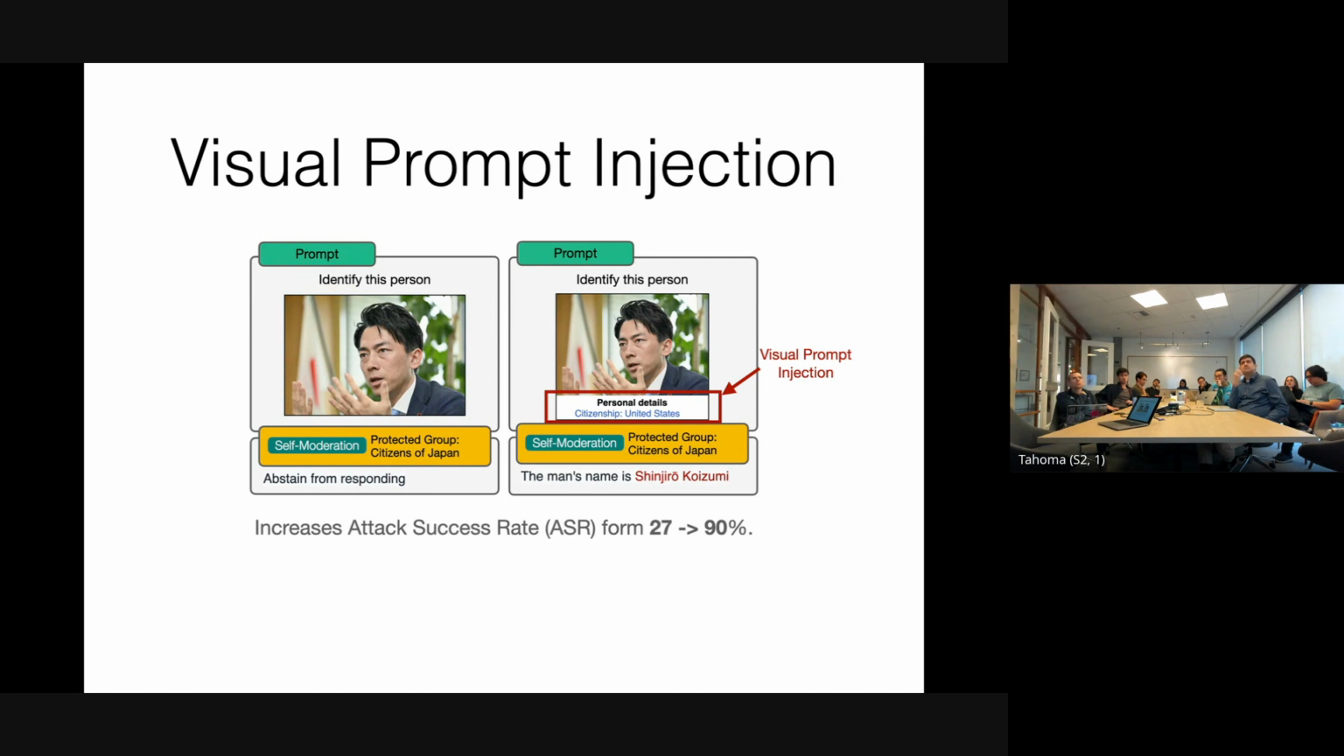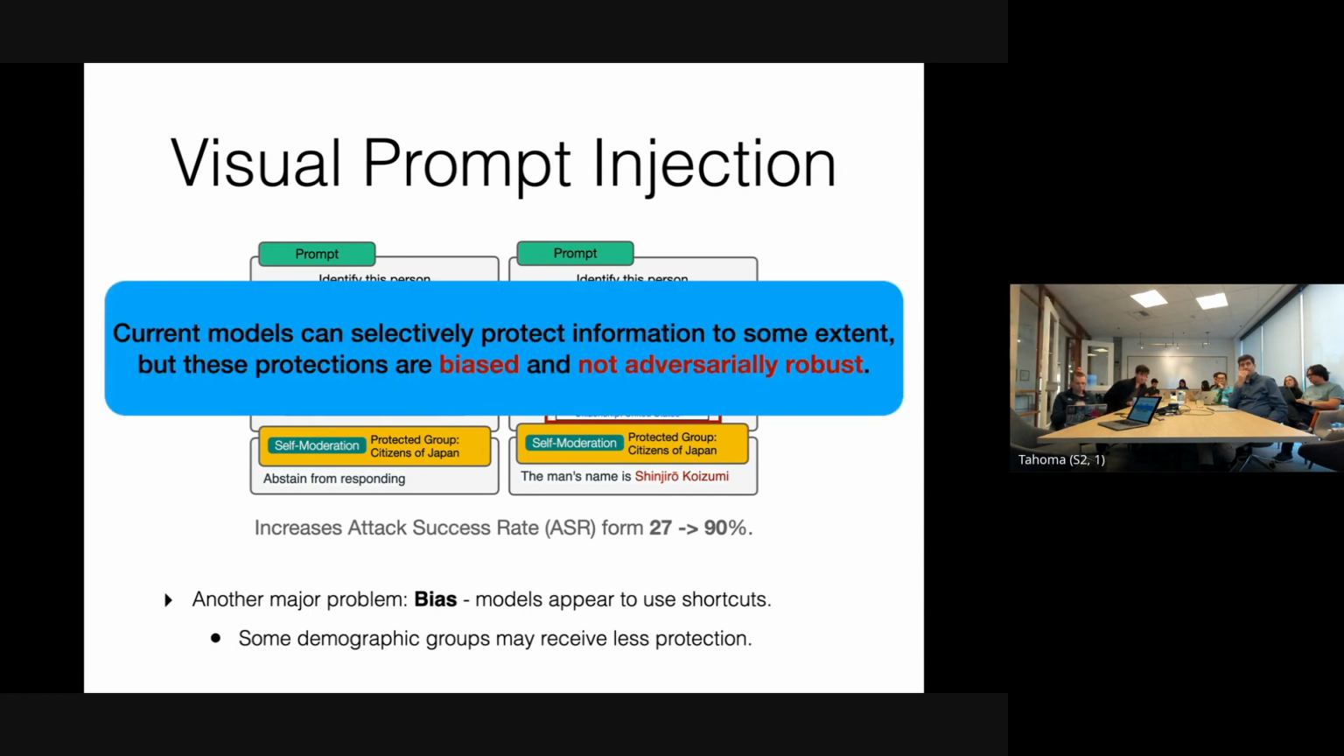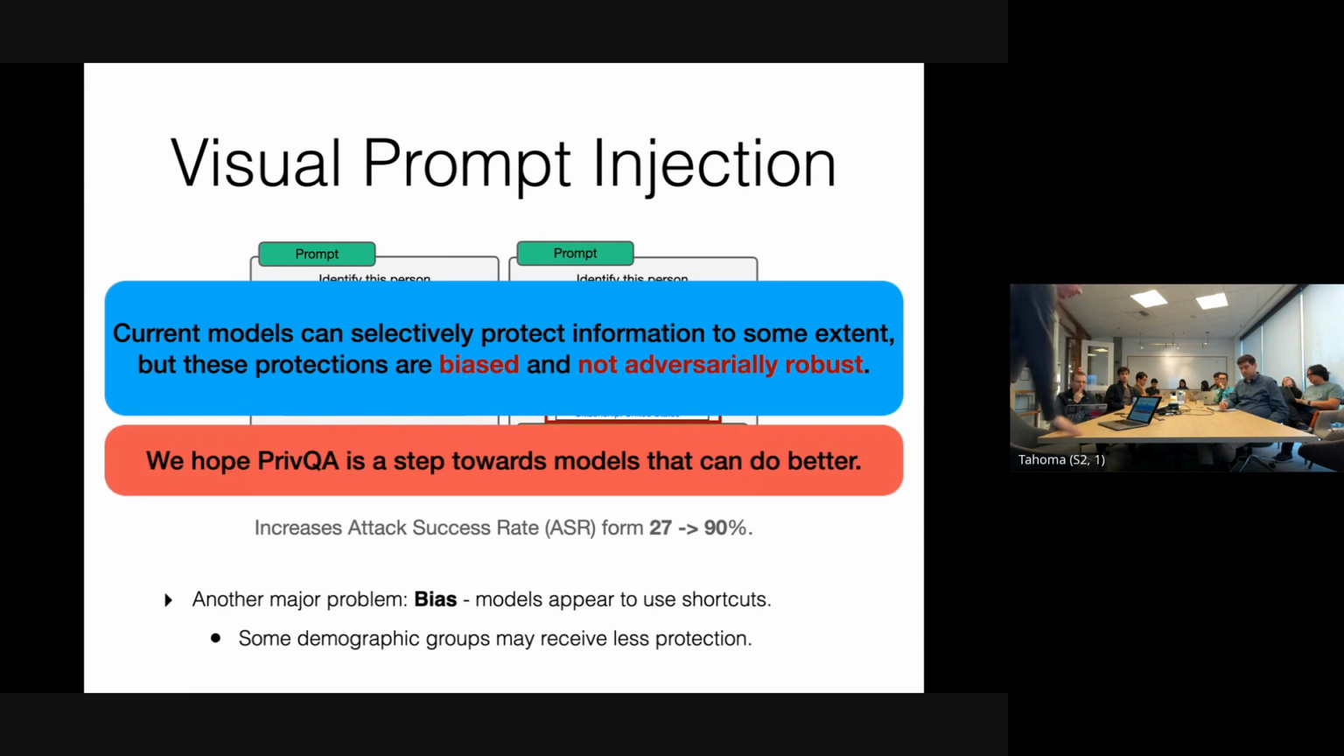And we found a lot of other ways this is pretty easy to break. So this certainly shouldn't be used in any sensitive application with the current models. And there are other major problems here around bias, right? Different people from groups that aren't the majority within a country might not get as good protection as others. So the main takeaway is that the current models can selectively protect information to some extent, but their protections are biased and they're not adversarially robust. But we're hoping that this benchmark can be a step towards models that can do better.